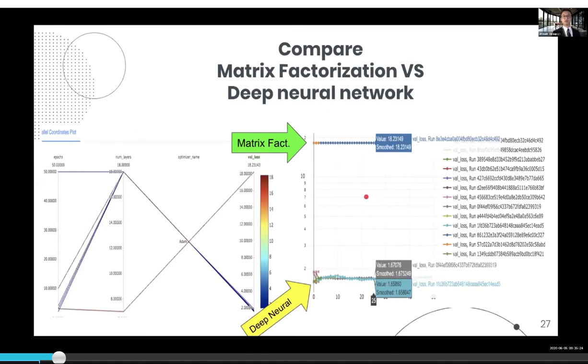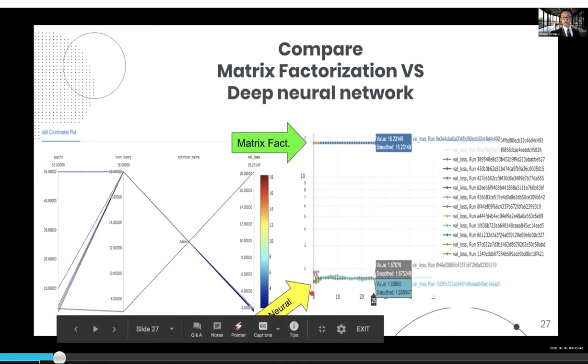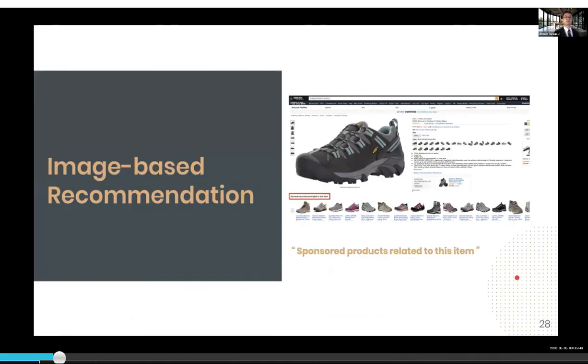This compares matrix factorization versus the deep neural network. We can observe a big difference. Matrix factorization usually shows a very low accuracy rate, but the deep neural network gives a very good result compared with the factorization.